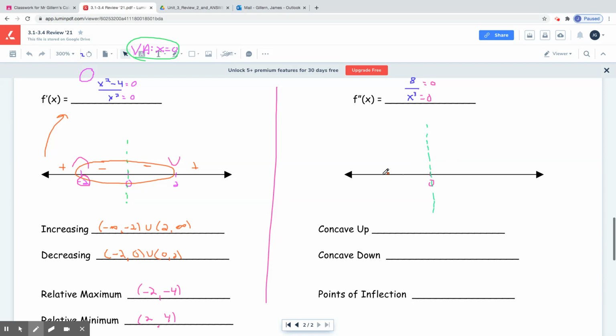So here, I plug in a negative number. 8, a positive number, over a negative cubed is a negative. When I plug in something bigger, I get a positive. So it is concave up wherever it's positive, so from 0 to infinity, and concave down from negative infinity to 0. Points of inflection are where it changes. Look, it changes from negative to positive, but there's an asymptote. So we do not have a point of inflection. You must put a slash mark, or you can write none. Don't leave it blank. If you leave it blank, I don't know if you really know what the answer is.